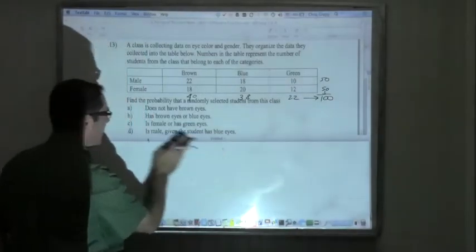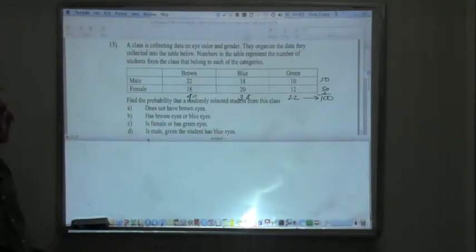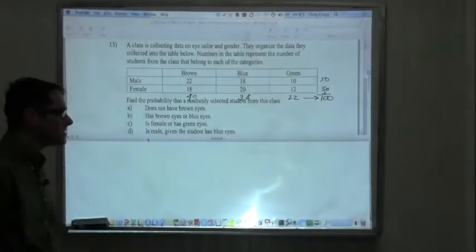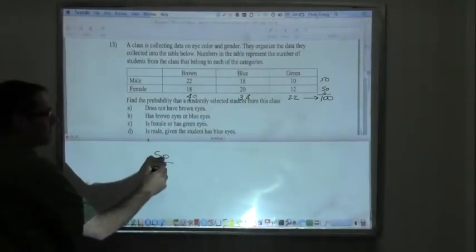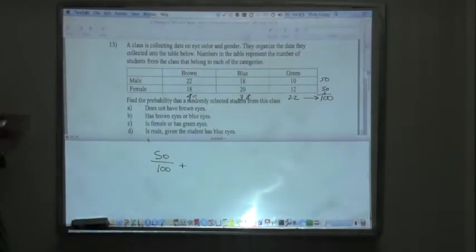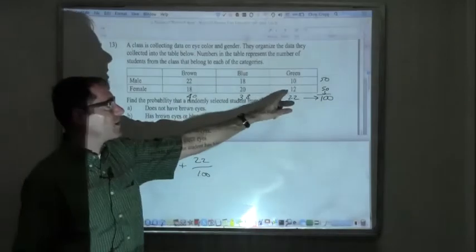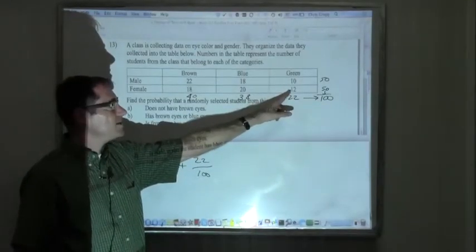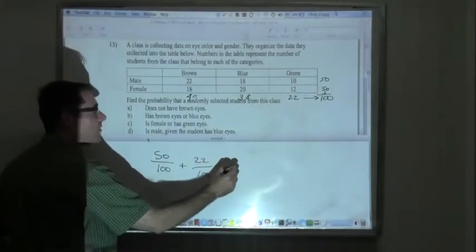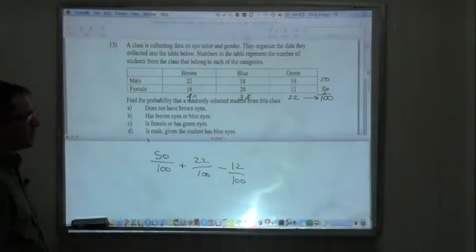Okay, let's look at the next one. What is the probability that the person is female or has green eyes? Well, the female is this row, so that's going to be 50 out of 100. How about green eyes? It's going to be 22 out of 100. But didn't we just double count those 12 people? We said that those 12 people counted in the female and counted in the blue eyes. So you subtract out the 12 extra people out of 100. And so it's going to end up being 60 out of 100.